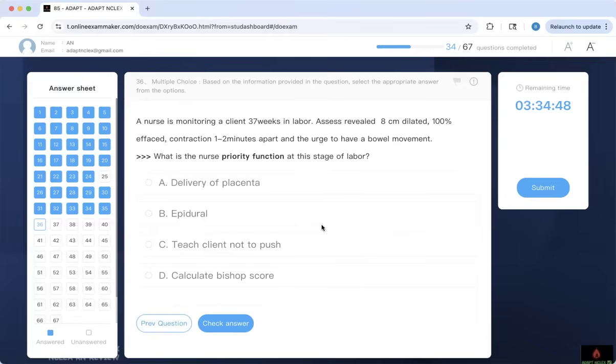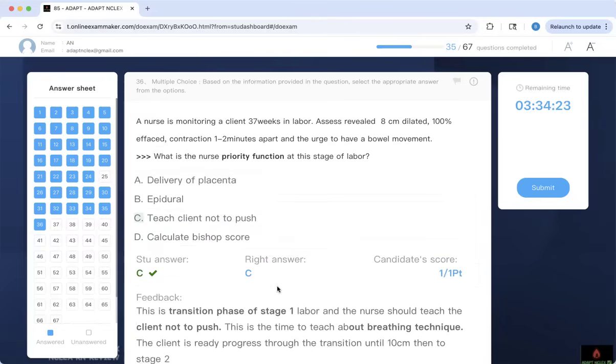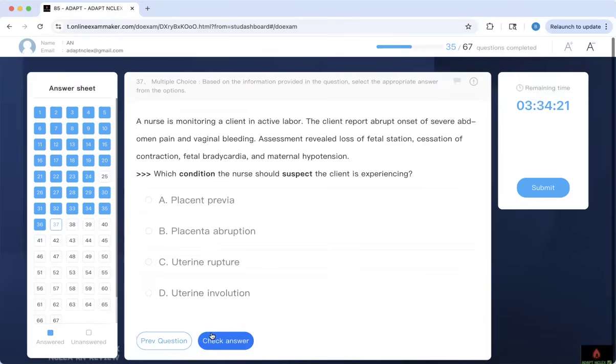What do you teach the patient? Don't push. Placenta delivery doesn't occur at this stage. We've not even finished stage 1. Epidural is too late. Teach the client not to push. Excellent. Bishop score, we do that after the latent stage, usually at the active stage. We're too late. We can't calculate anymore. So this one we've got to teach them.